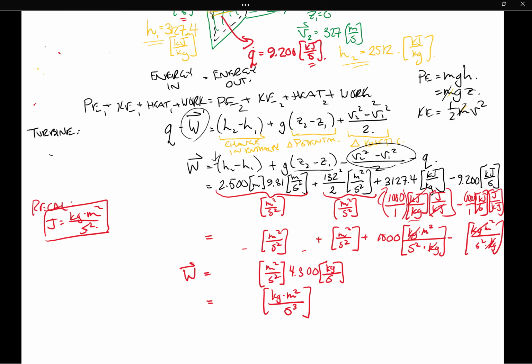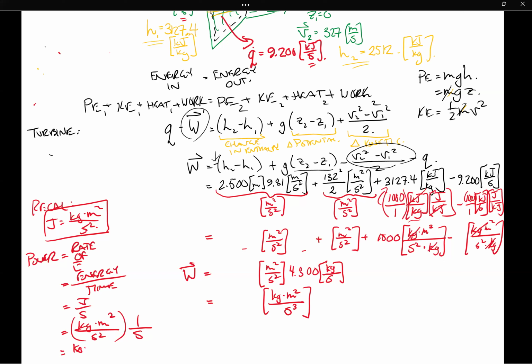Since a joule is a kilogram meter squared per second squared, and power is rate of energy, so it's energy over time, which is joules per second. If a joule is a kilogram meter squared per second squared, and I divide that by a second, I get kilogram meters squared per second cubed. And a kilogram meter squared per second cubed is a watt. That is a watt. All right, so then my answer is now in watts.